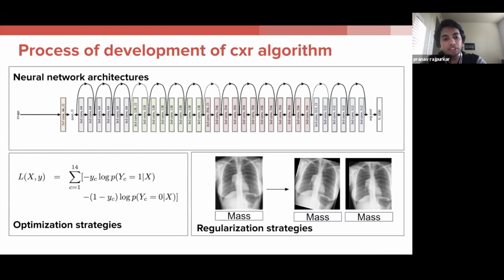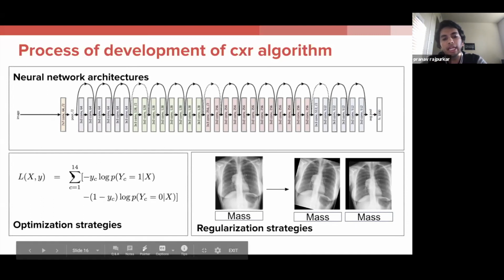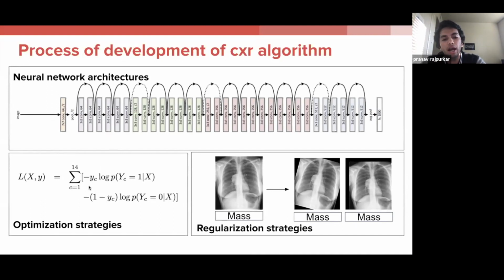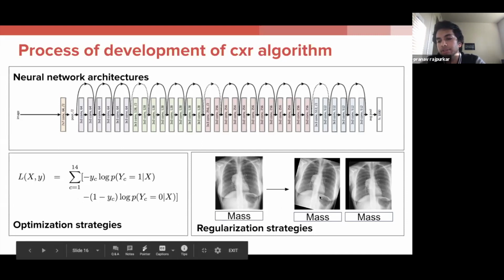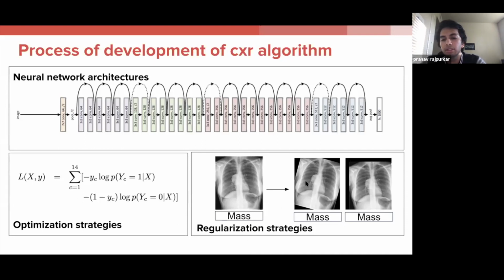If you know what these terms are, then this is a particular type of convolutional neural network. This is a loss function, which is a variation of the loss function that you saw today, except now you have a sum over the 14 pathologies. And a regularization strategy here is data augmentation, which says rotations here, your model should be invariant to.